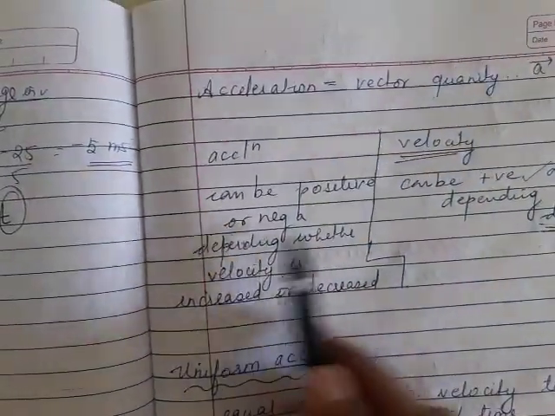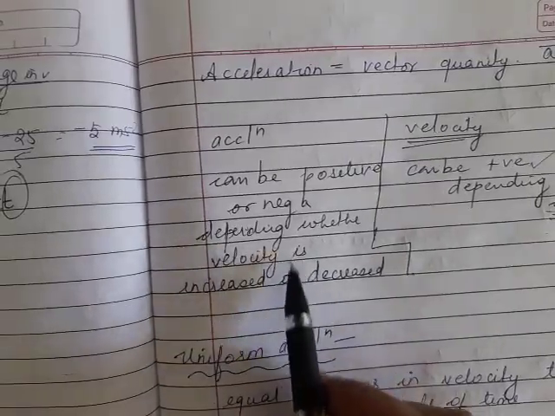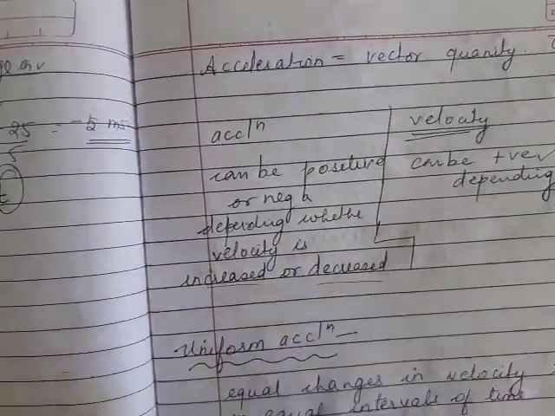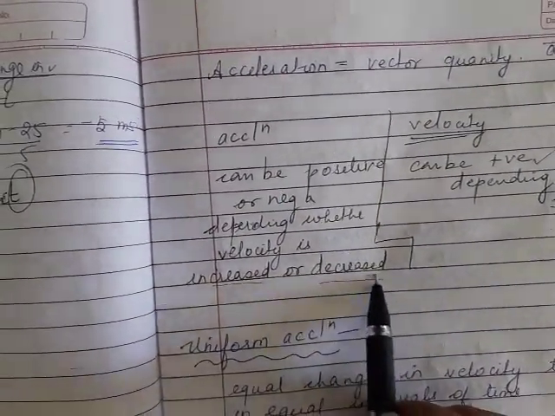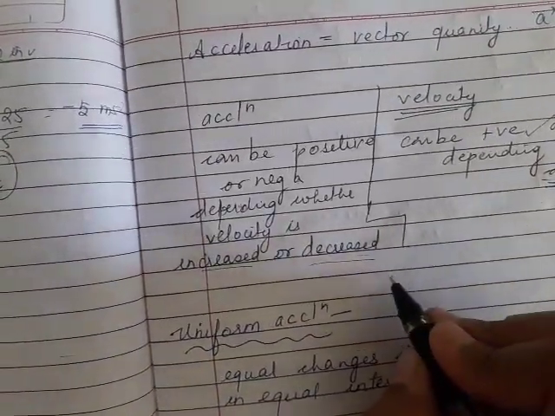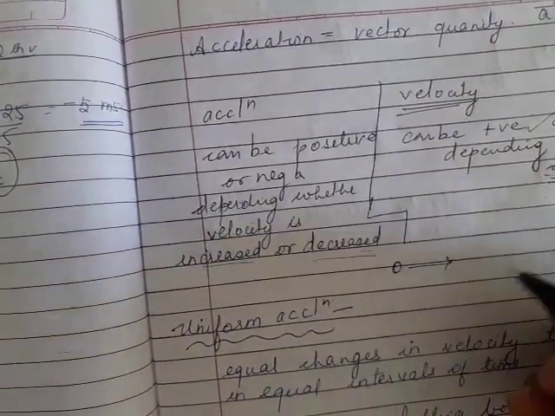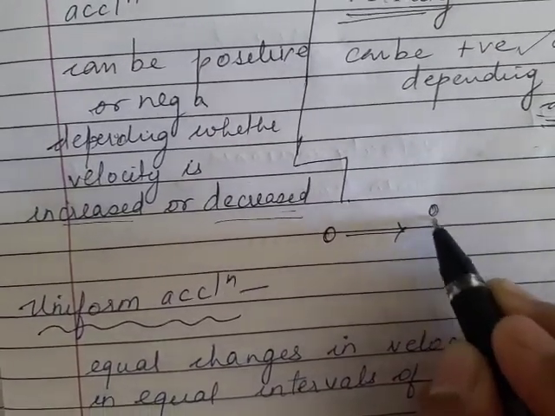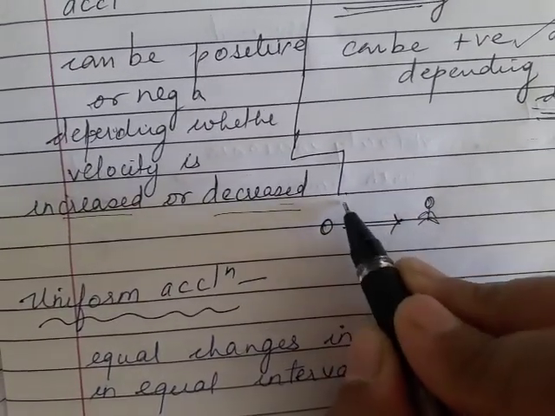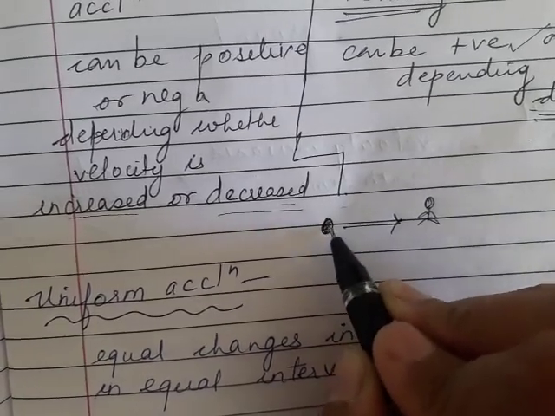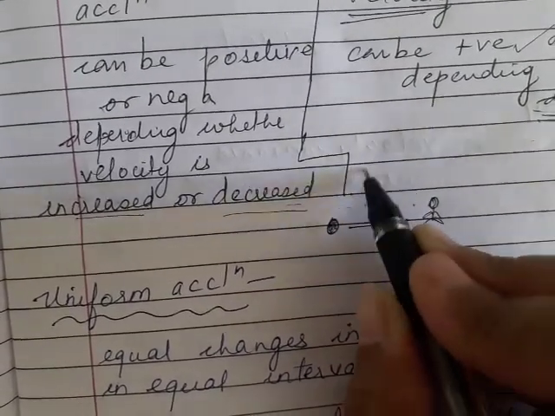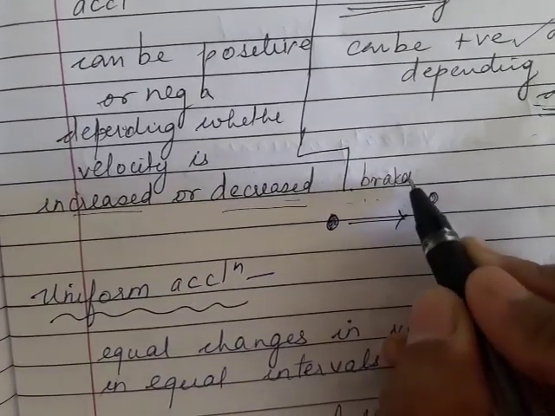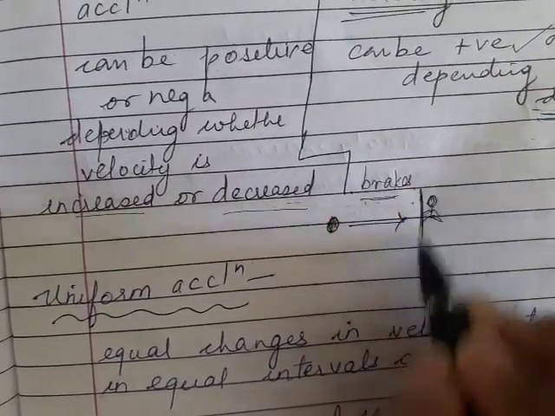But acceleration can be positive or negative depending upon whether the velocity is increased or decreased. One more example I can give: you are riding a cycle in this direction, with a certain velocity, and suddenly a person comes here. What do you do? You apply brakes.